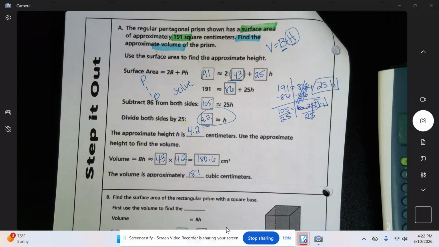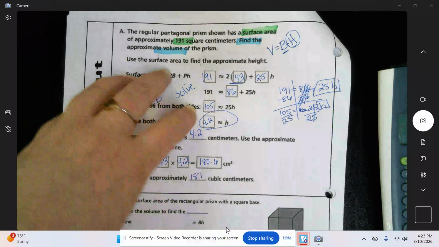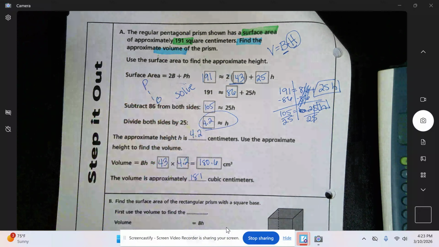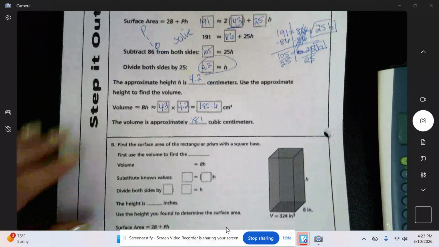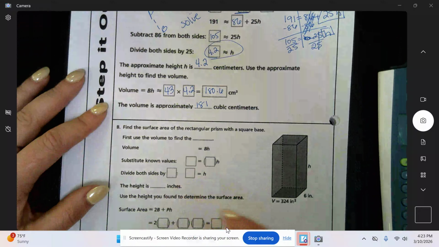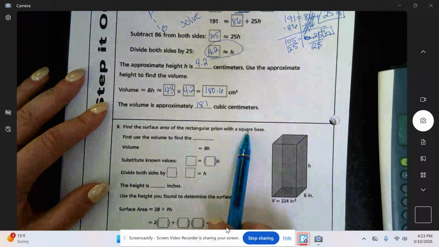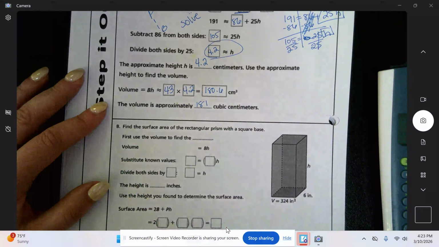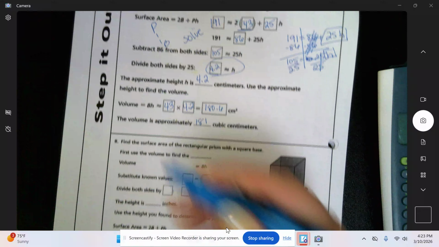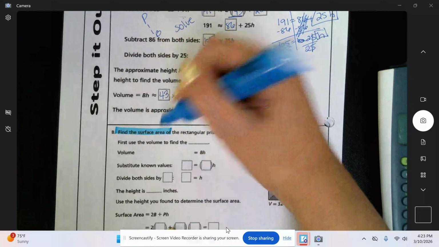Alright? You are going to do this repeatedly. You're going to be given the surface area, find the volume. Be given the volume, find the surface area. So that's where you have to plug in the pieces that you know. So we have one very similar like this on part B. It says find the surface area of the rectangular prism with a square base. So what are we finding? Alright, what's the question asking us to find? This time we're finding the surface area.